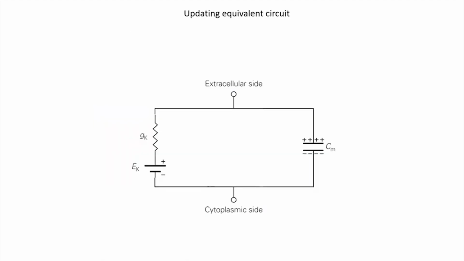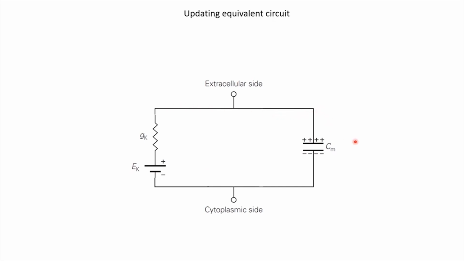So now we can put the battery also in the equivalent circuit for a piece of membrane. Earlier we had the capacitance and the resistance connected in parallel. And now we can add this battery, which basically reflects the equilibrium potential of the ion, in series with the resistance or the conductance for that ion. So Gk is the conductance for potassium ions and Ek is the equilibrium potential for potassium ions, and these two are connected in series.